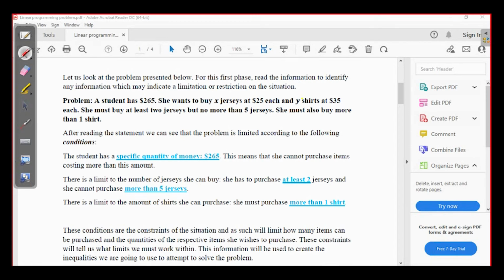I forgot to change the color, oh yeah, yellow. All right, nice. Makes my life easier. All right, so yes, X and Y. All right, these are our variables.